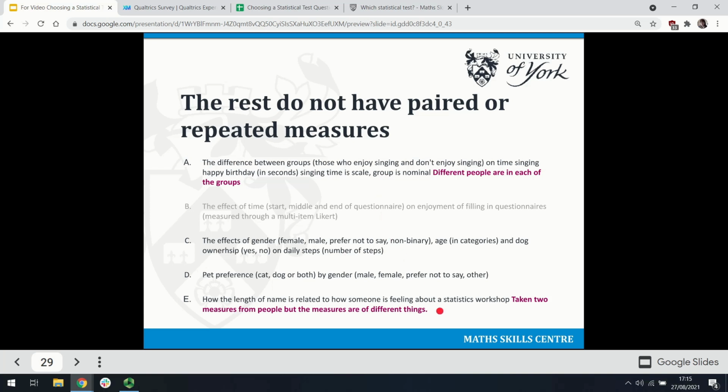This one might have tripped you up, and you might have thought that, okay, so we've got two measurements here, but they're measurements of different things. We're measuring the name length, and then we're measuring how someone feels about a stats workshop. So although those pieces of data might be connected because they're from the same person, they're different measurements. So they're not paired or repeated measures.